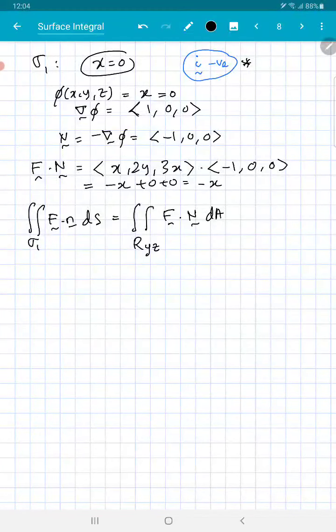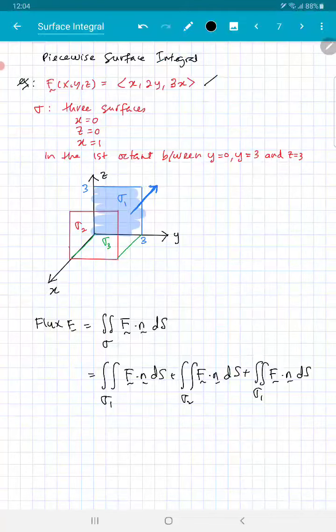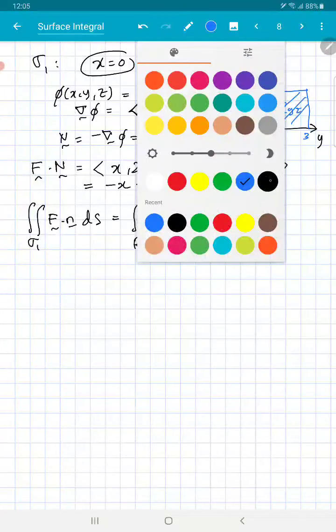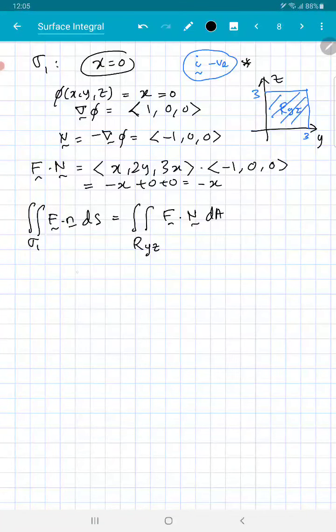And our region R on the yz plane is just a square, 3 times 3. So y is from 0 to 3, z is also from 0 to 3. We already calculated F dot n, which is really negative x. So now we're going to integrate this over region R, which is on the yz plane.